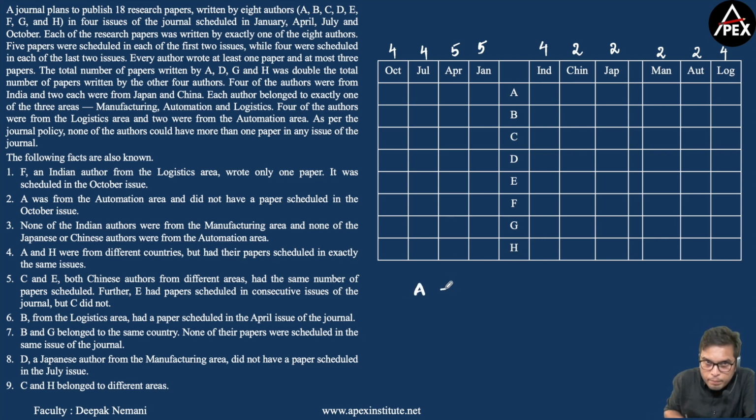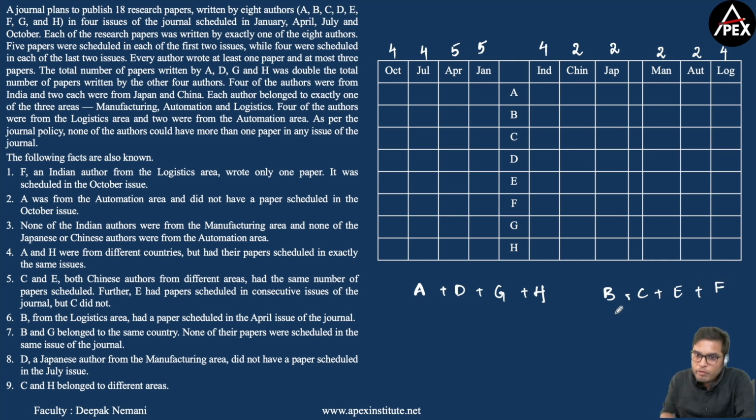So A plus D plus G plus H. The total number of research papers written by these 4 authors is double the total number of papers written by the other 4 authors, and the other 4 authors are B, C, E and F. Now if I consider the number of papers written by these 4 authors as X, the number of papers written by A, D, G and H will be 2X.